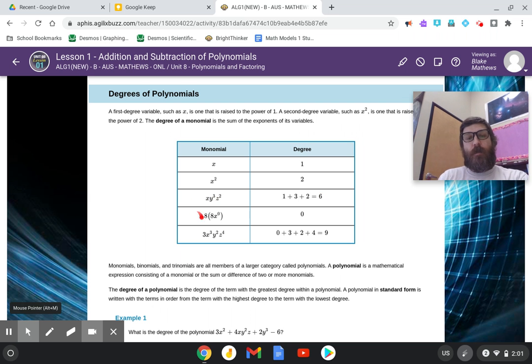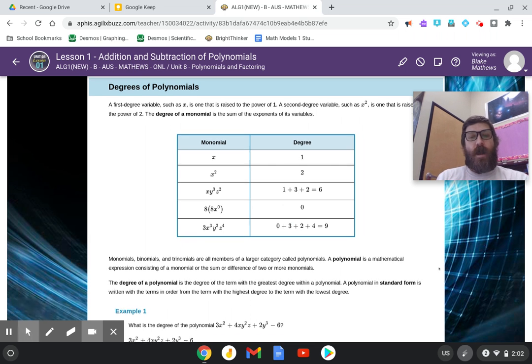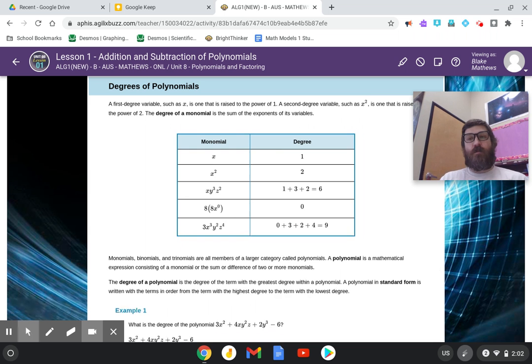This is kind of a weird one, but because x to the 0 is here, it means the highest is 0. And then here we have 3 plus 2 plus 4 is 9. Disregard this. Numbers, constant terms, don't get counted. You only count the variables and the exponents that they have. Never count constant terms. So this is 3 plus 2 plus 4 is 9.